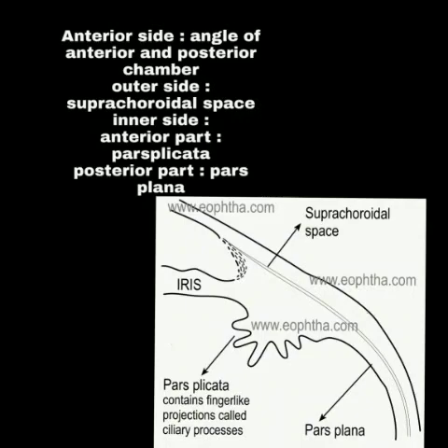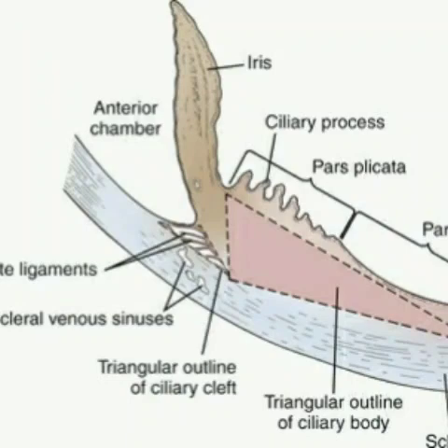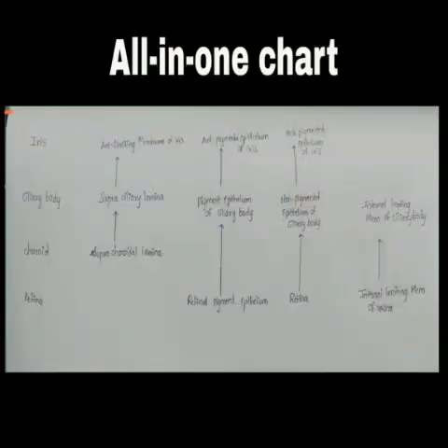If you can see in the diagram, anterior side it is the angle of anterior and posterior chamber, and inner side there are anteriorly pars plicata containing ciliary process and posteriorly smooth part pars plana, and outer side there is suprachoroidal space. Now I had prepared myself a small chart regarding these layers to avoid confusion. Hope you like this. Stroma we'll see at last.